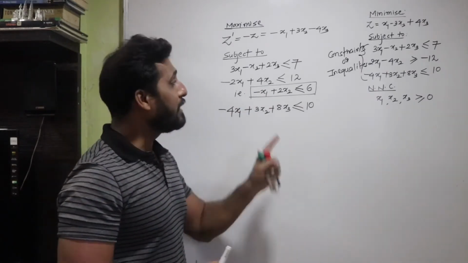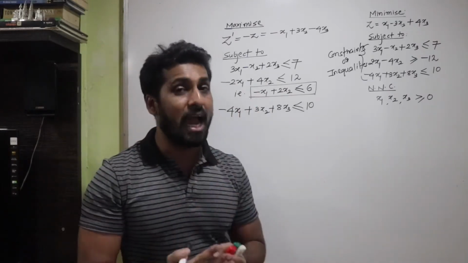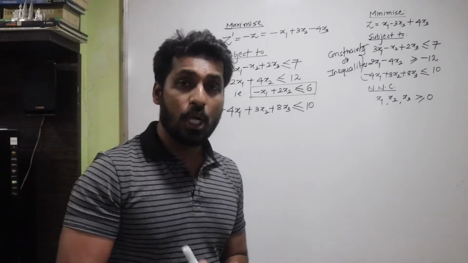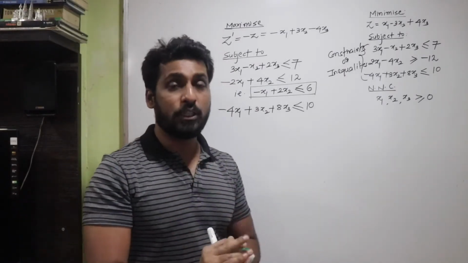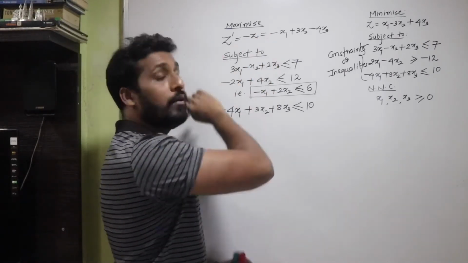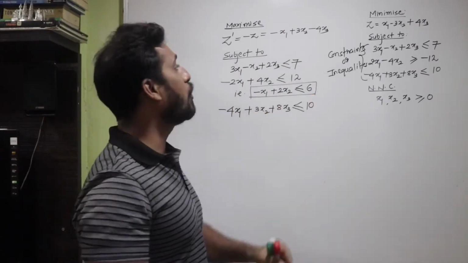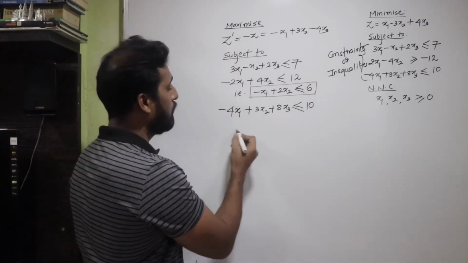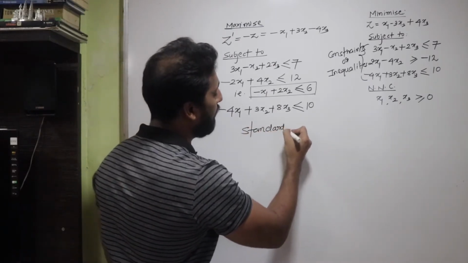Now, I can see that there are three inequations. That is why I will need three different slack variables for the three inequations. So my ultimate need is three slack variables. These slack variables will be added to the objective function, isn't it? So I'm going to add those slack variables to the objective function also. So I'm going to get the standard form. Let's write the standard form.